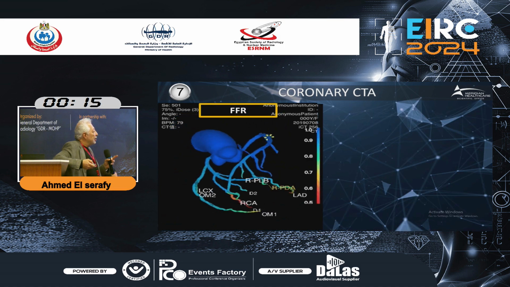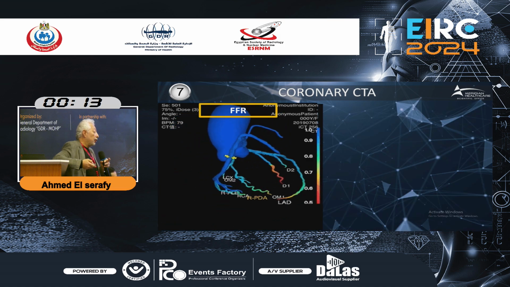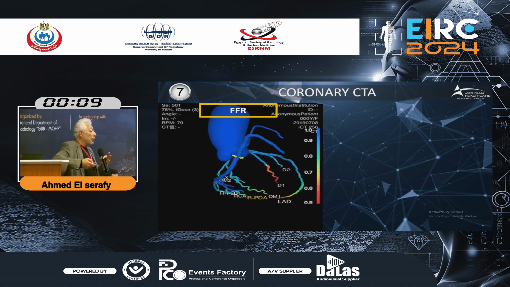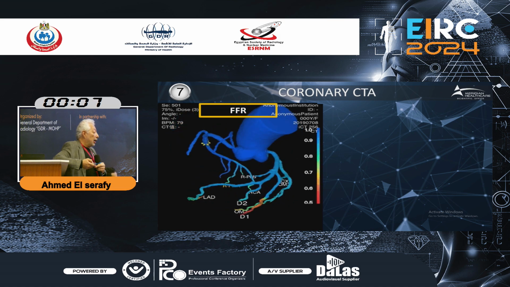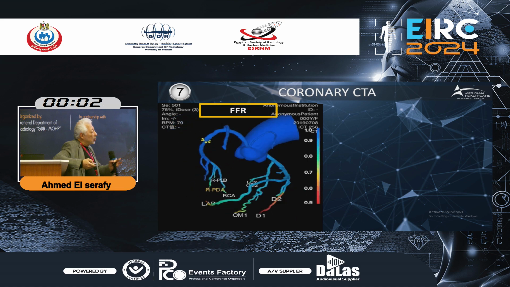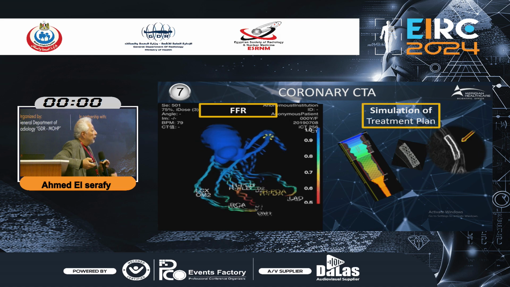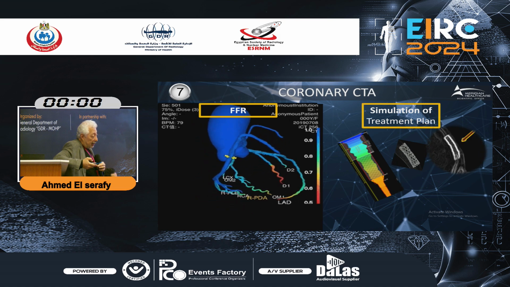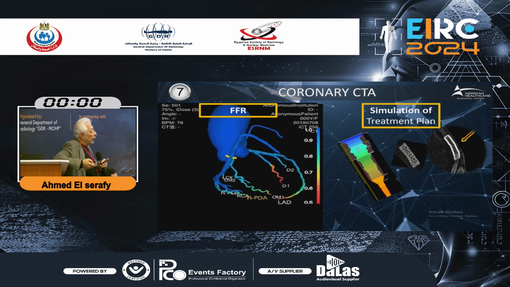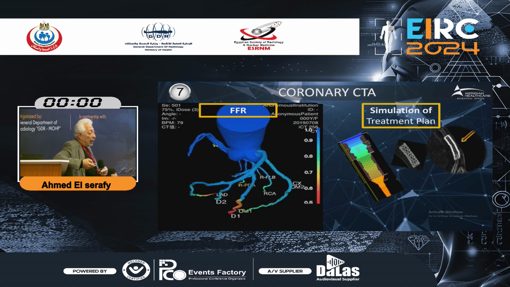And now, the star of the show is FFR, fractional flow reserve, which was until recently only done through wire FFR, or using special catheters with a special technique. Now FFR is obtained automatically from CT images. Not only that, simulation of stents to be placed is available.